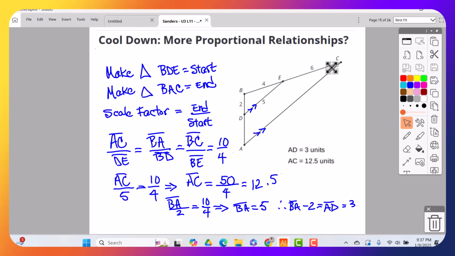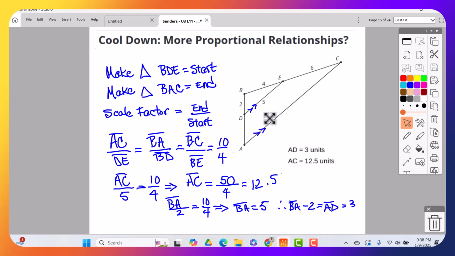And so now we can have a scale factor. 6 and 4 is 10, 10 to 4. That's what this says, BC, which is 10, to BE, that's 10 to 4. Now we can use this ratio right here and put it into a proportion with line segment AC over 5.